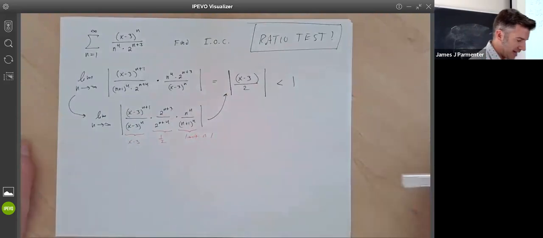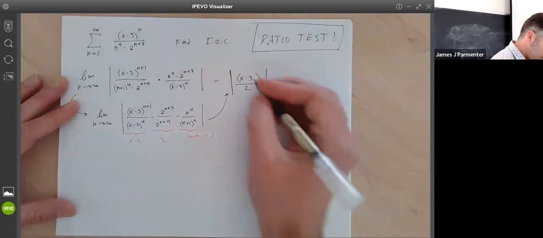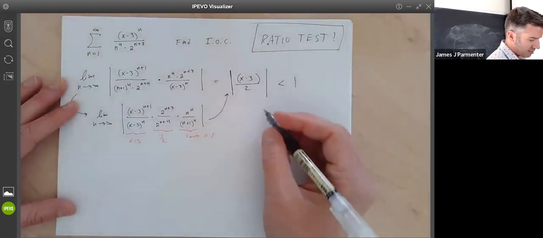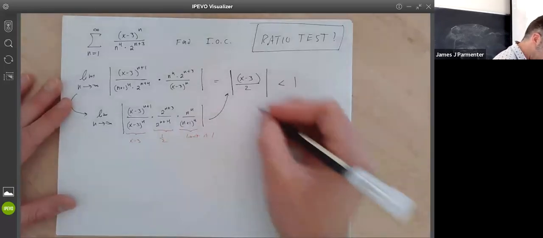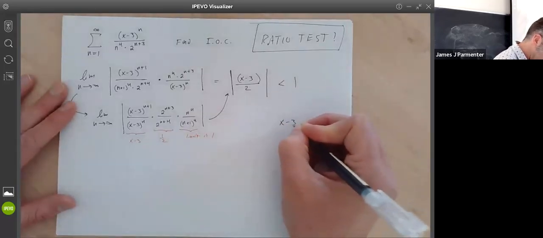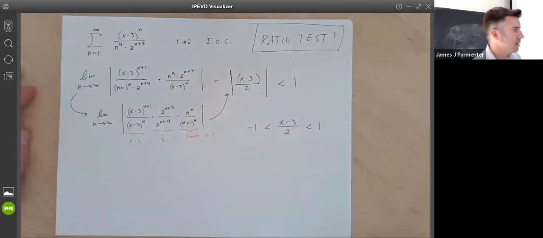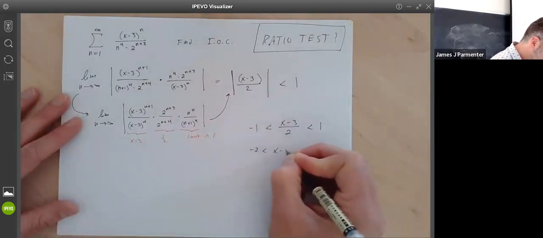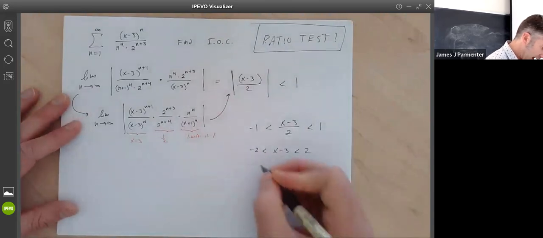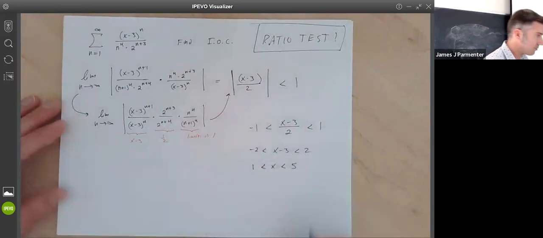And then, I mean, there's so many ways you could do this. Once I get to this stage, some people like to multiply by 2 first. That's fine. You can do that if you want. I like to drop the absolute values and say, okay, (x minus 3) over 2 is between 1 and -1. That's where I would go first. And then multiply everything by 2. -2 is less than x minus 3 is less than 2. And then add 3 to everything. 1 is less than x is less than 5.